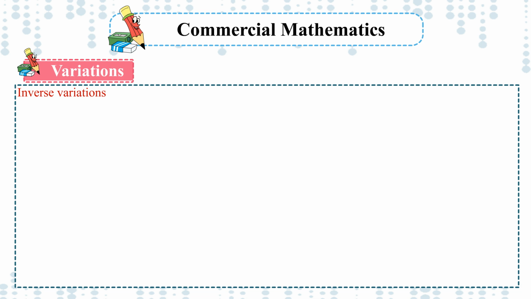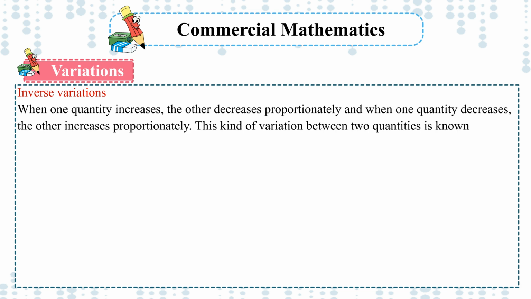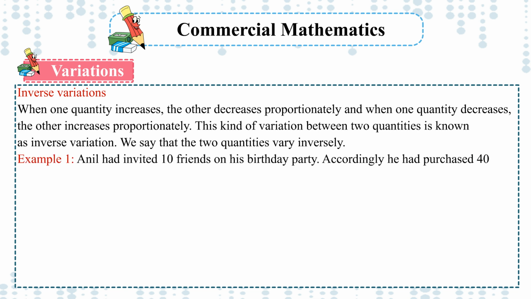Inverse variations. When one quantity increases, the other decreases proportionately, and when one quantity decreases, the other increases proportionately. This kind of variation between two quantities is known as inverse variation. We say that the two quantities vary inversely.